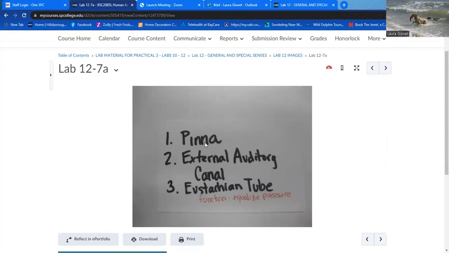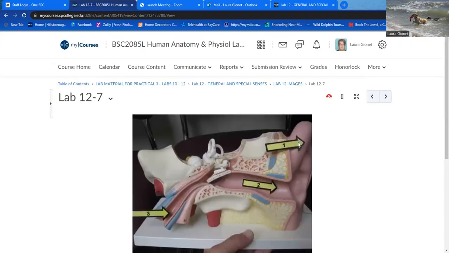Okay, the pinna. He put that function down on the bottom kind of as a reminder. So again, let me just go back. I could point to number 1 and say, identify that structure, and you'd say pinna. What if I said, identify that function? So okay, that funnels sound waves into the ear or into the tympanic membrane. The external auditory meatus: I could point to 2 and say, identify that structure, external auditory meatus or canal. What is its function? It conveys sound waves to the tympanic membrane.